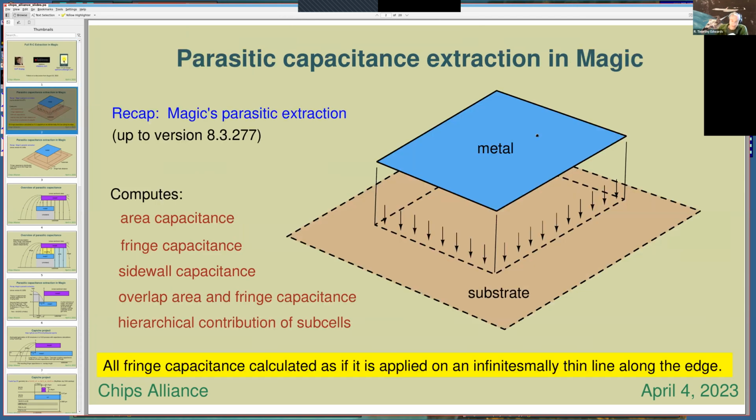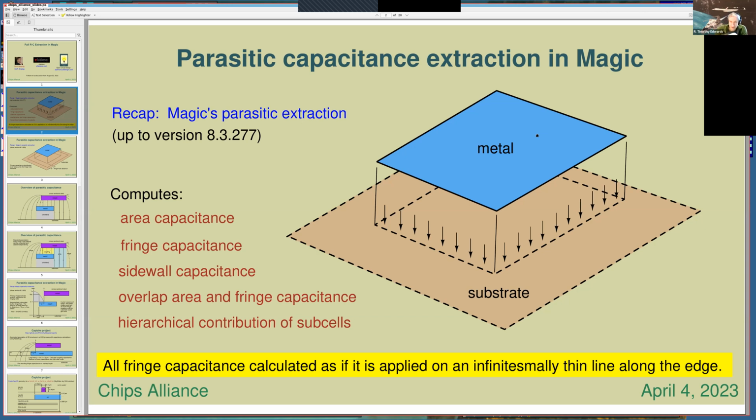So a little recap on what I talked about back in August. The problem that I had with Magic at that time is that it had a simplified model of fringe capacitance, in which it was assuming that all fringe capacitance is essentially an infinitesimal area along a line on the border of a metal. And that worked way back in the day when Magic was written, back in the mid 80s for a 1 or 2 micron process. That was a reasonably good assumption. And since then, it has become an increasingly worse assumption.